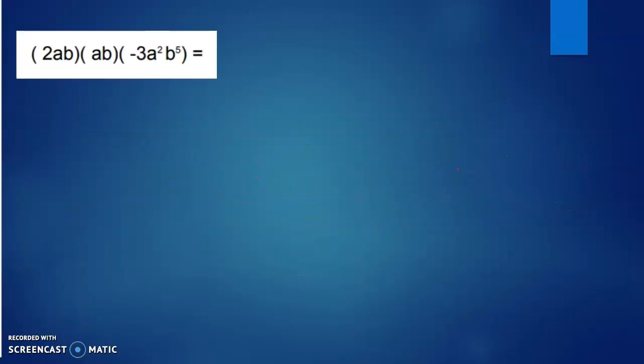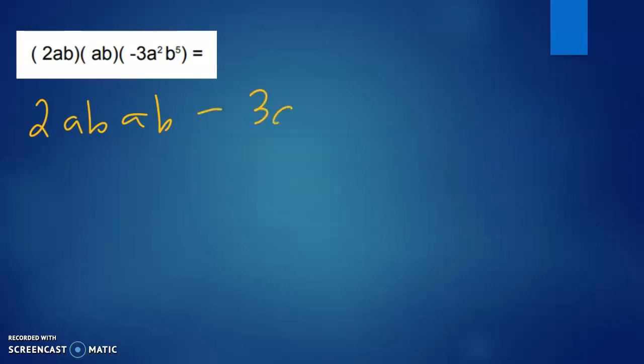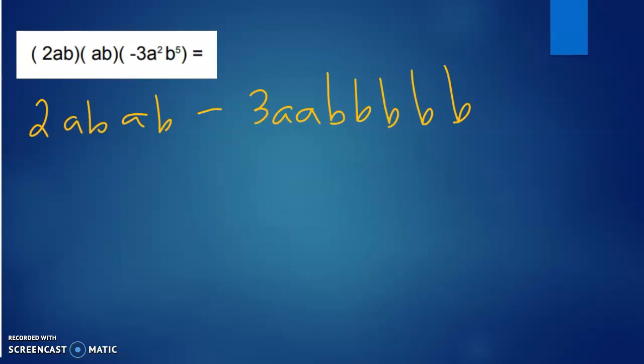So this one expanded out will be 2ab, ab, negative 3aa, b, b, b, b, b. 1, 2, 3, 4, 5. Okay, so this negative looks funny because it's in the middle. It will look like that it is a minus. It is not. It is still a negative.